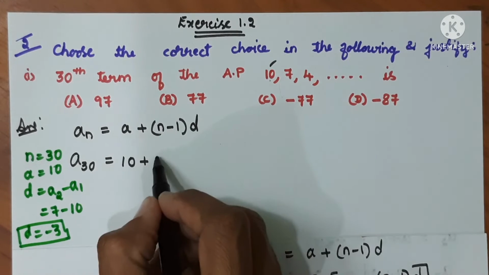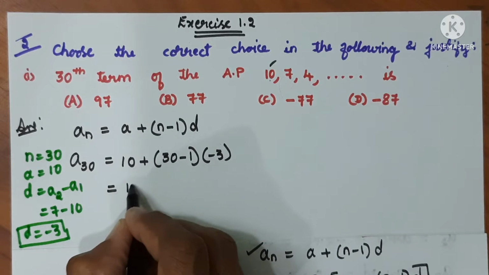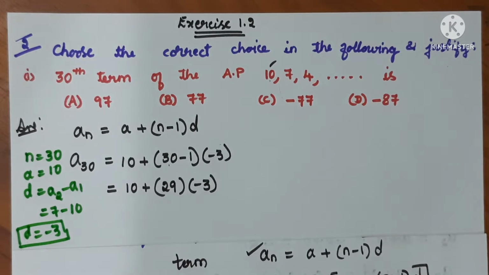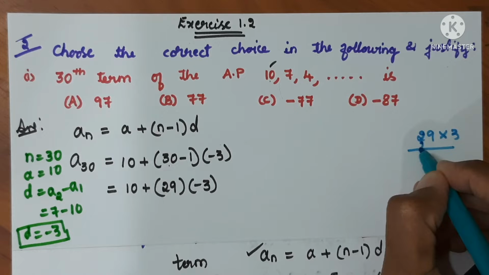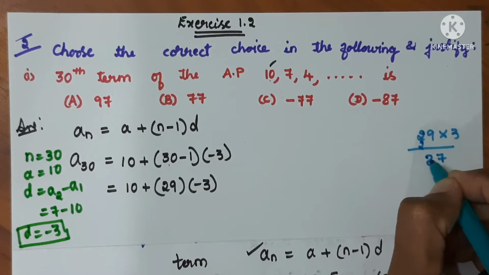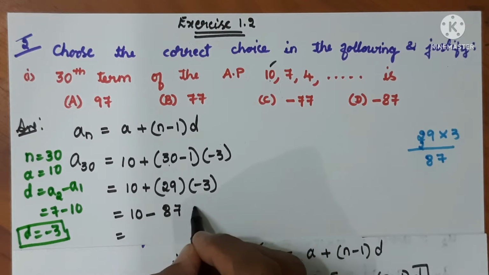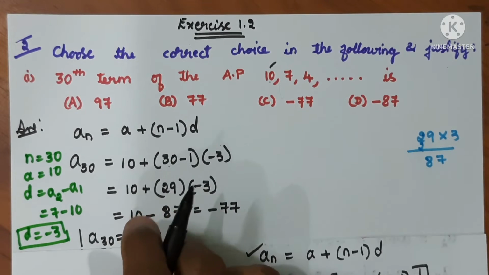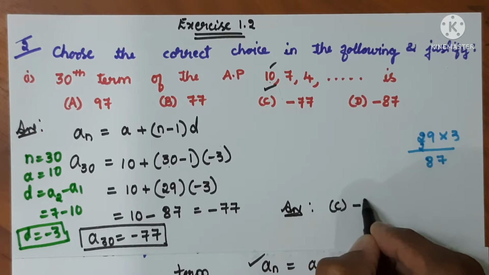Let us substitute the values. a30 is equal to 10 plus 30 minus 1 into the common difference, which is minus 3. This is 10 plus 29 into minus 3. Now let us multiply 29 into 3. 3 nines are 27, 3 twos are 6, plus 2 is 8, so 87. So it is 10 plus into minus, minus 87. Since they have opposite signs, we need to subtract. After subtracting we get minus 77. So the 30th term of the given AP is minus 77, and the answer will be C option. Therefore the answer is C option, minus 77.